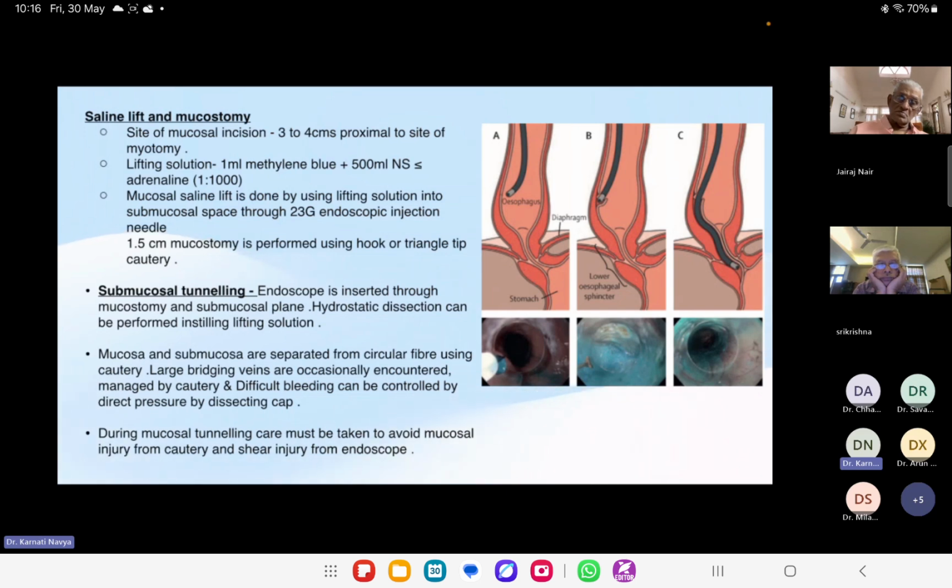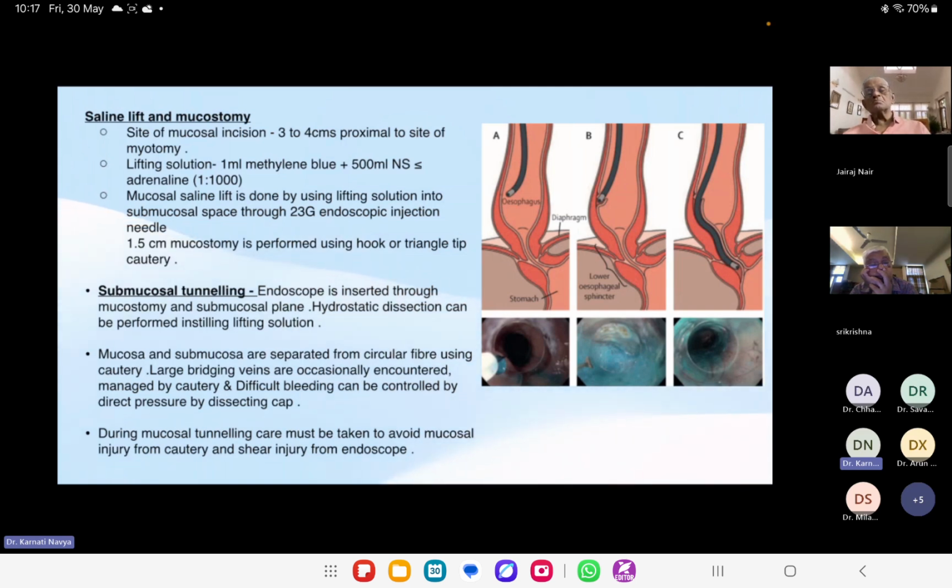Then the third step is the submucosal tunneling. The endoscope is inserted through the mucosotomy into the submucosal plane, and hydrostatic dissection can be performed by instilling the lifting solution. The mucosa and submucosa are separated from the circular fibers using cautery. Large bridging veins are occasionally encountered, which are managed by cautery, and difficult bleeding can be controlled by direct pressure by dissecting the cap.